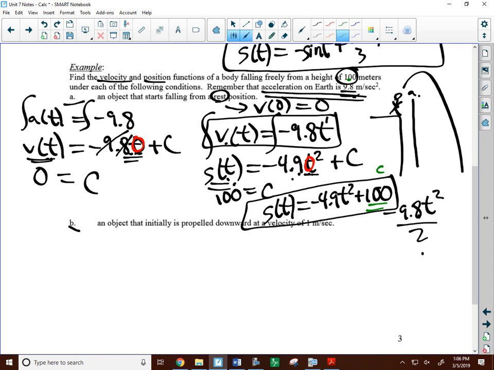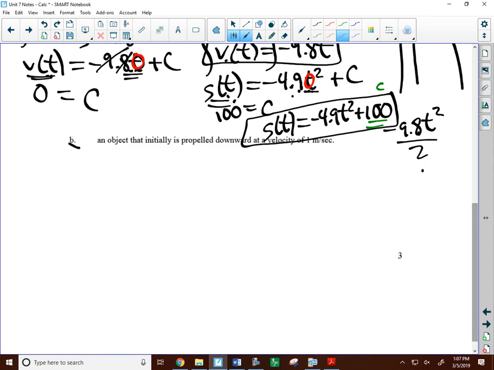I'm going to do one more with this where we're throwing the rock or object, whatever. So anything to add on this one? Each of these questions builds on itself just slightly. Well, an object this time is propelled downward. We're throwing it down, so we do have an initial velocity of 1. Because we're throwing it down, it'll be negative. If it's throwing it upward, it would be positive 1.